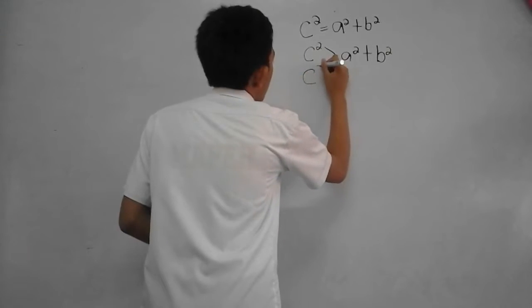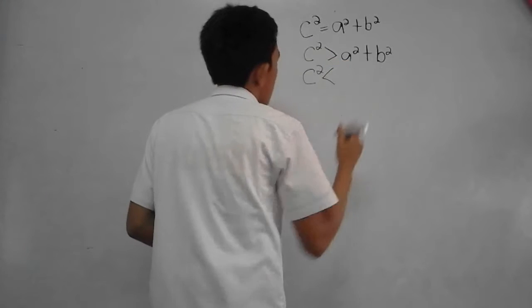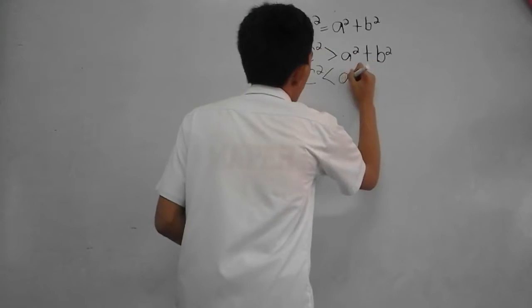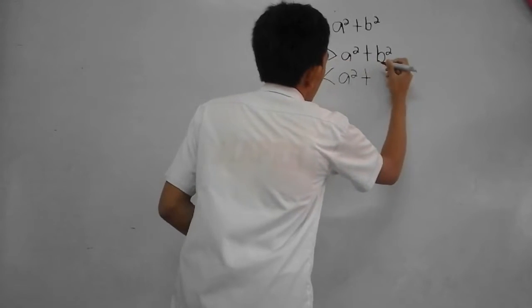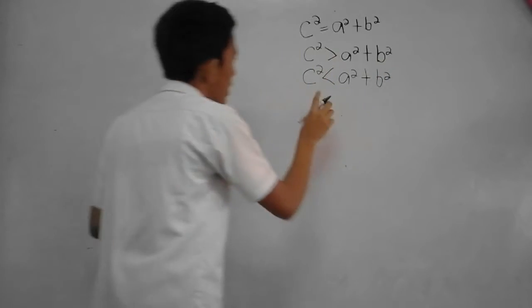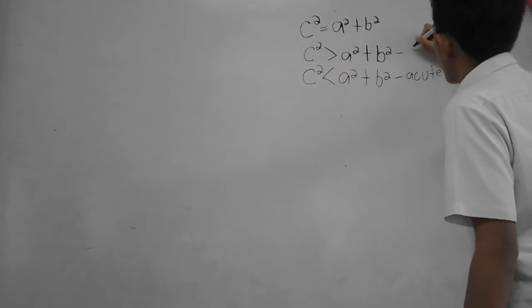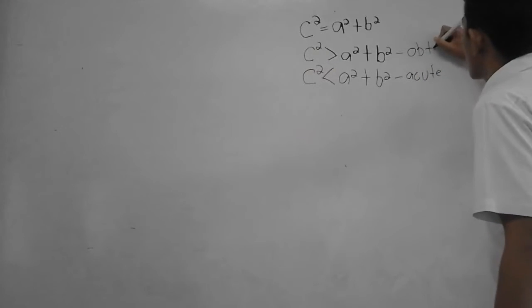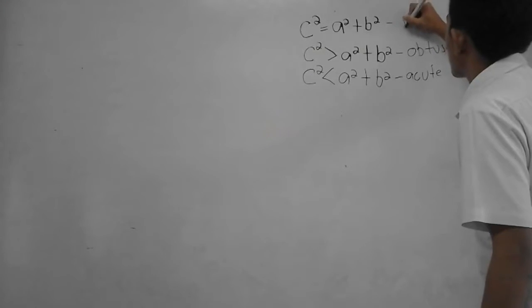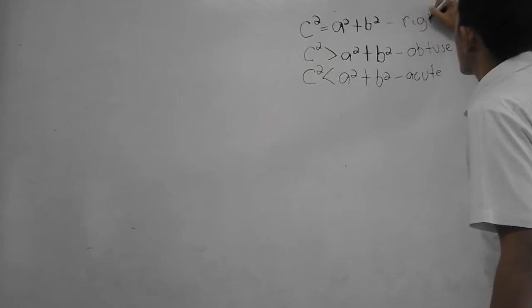If the square of the hypotenuse is less than the sum of the squares of sides a and b, we can consider that this is acute. So it's acute. This is obtuse. Right. So let's try this.